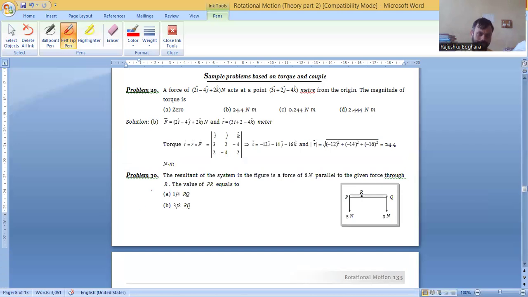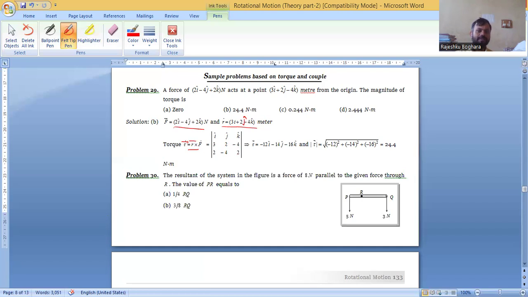Next, example. Force is given, F equal to 2i cap minus 4j cap plus 2k cap, acting at a point with position vector r equal to 3i cap plus 2j cap minus 4k cap. Find the magnitude of torque. Torque equals r cross F. Determinant of i, j, k; 3, 2, minus 4; 2, minus 4, 2.